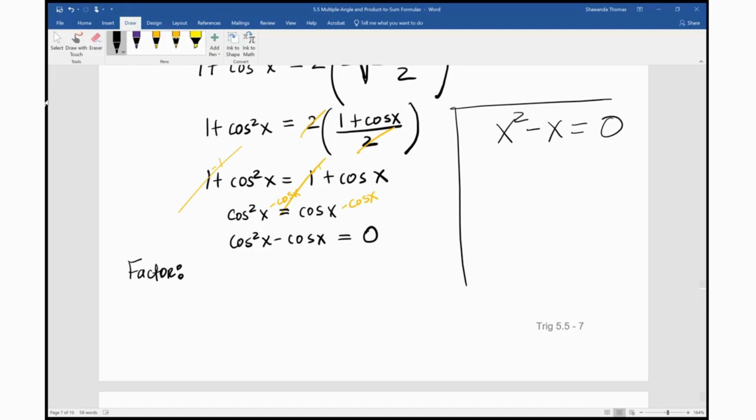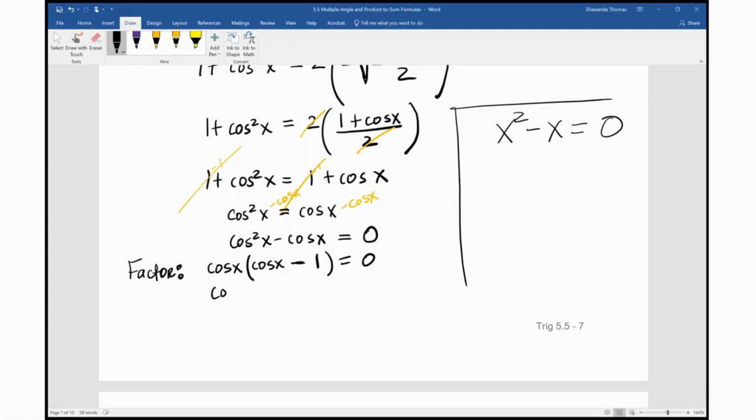Would it be factor cosine x, 1 minus cosine x? Ooh, very close. You mean factor out cosine x? Yes, ma'am. All right, cosine x times something, right? What goes in the parentheses? Cosine x minus 1. Cosine x minus 1. I think you had it backwards, you said 1 first.